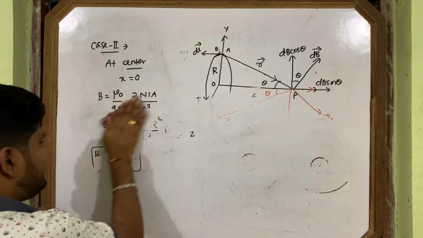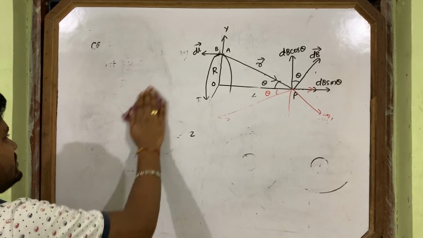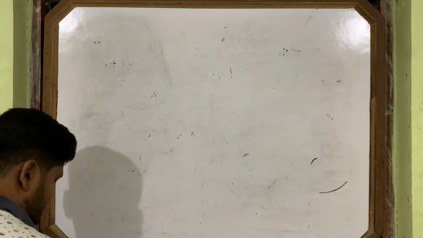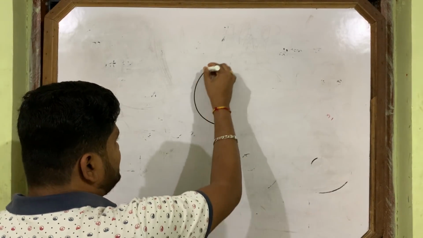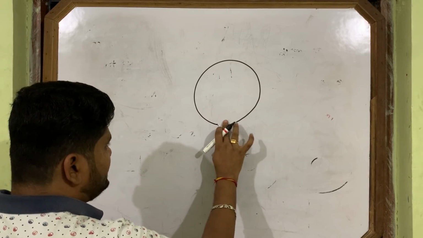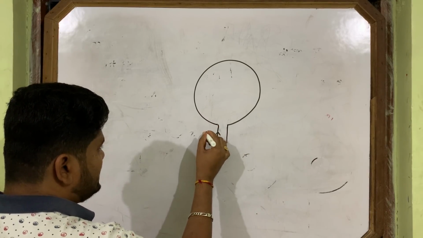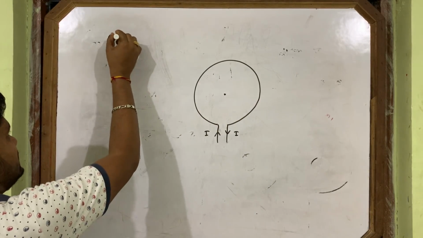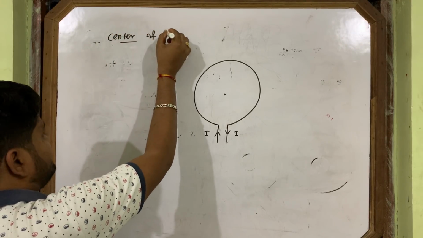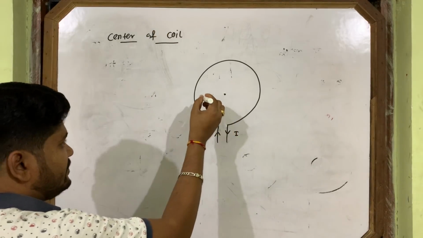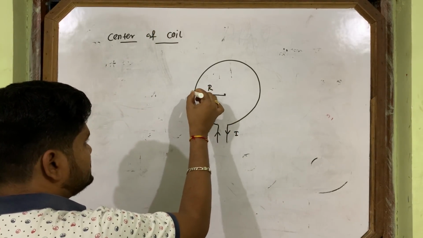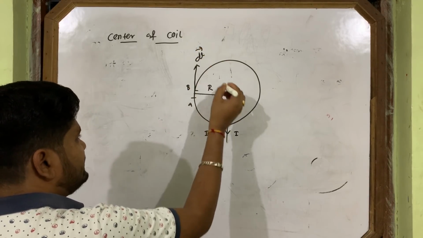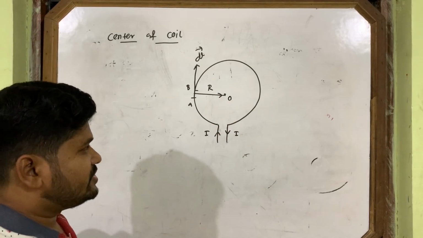Also, you can find the magnetic field at the center of a circular coil directly. How directly? You can take a circular coil, we can discuss it in another application. You can provide current to this circular coil like this: I current passes in and I current comes out. If you want to find the field at the center of the circular coil, this is the radius, and this is a small element. This is the dl vector.